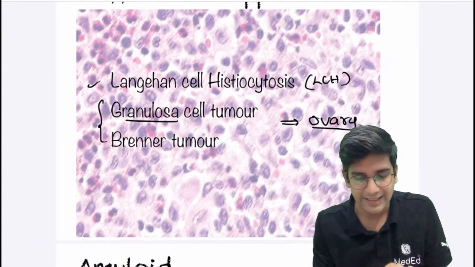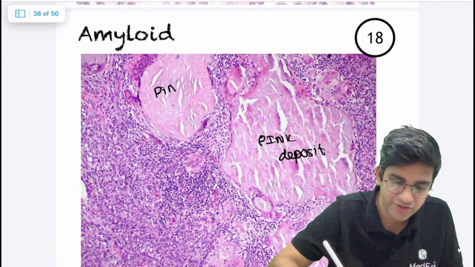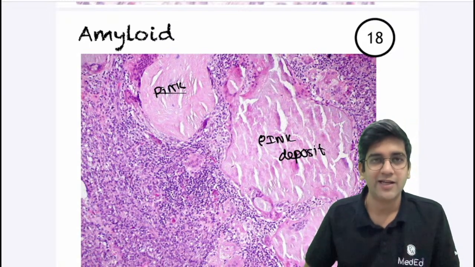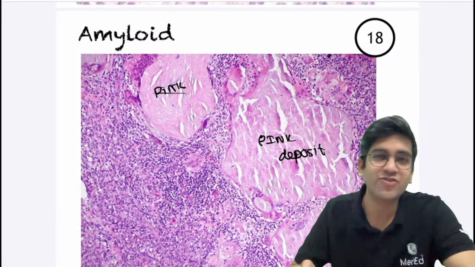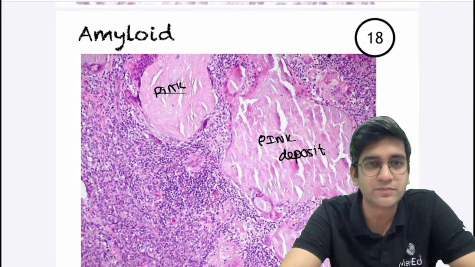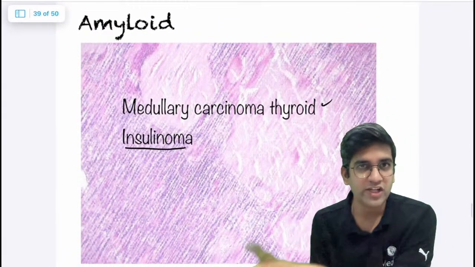That's a pattern. Next, amyloid. We know amyloid, it's a pink extracellular deposit, with no specific place. Let's see how good your memory is. Tell me a thyroid tumor where you can see amyloid. Medullary carcinoma thyroid, amazing. So I can see them in medullary carcinoma thyroid.